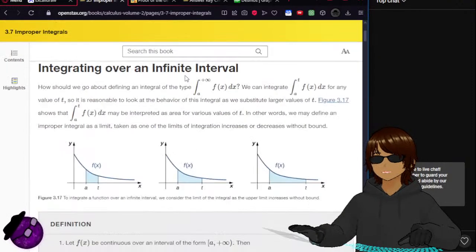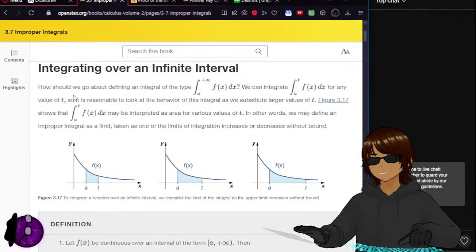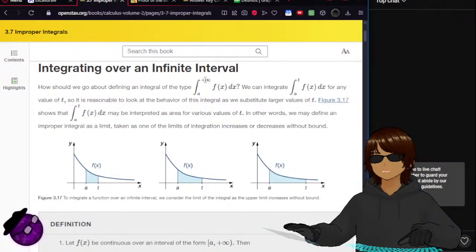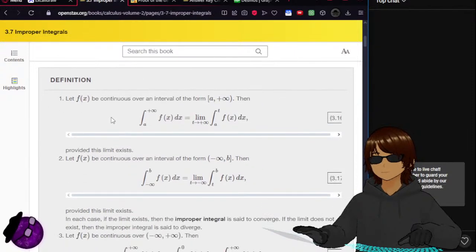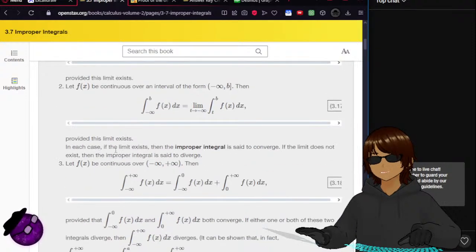Integrating over an infinite interval. How should we go about defining an integral of the type a to plus infinity of f of x dx? We can integrate over any value of t, so it's reasonable to look at the behavior of this integral as we substitute larger values of t. That makes sense. In each case, if the limit exists, then the improper integral is said to converge. If the limit does not exist, then the improper integral is said to diverge.